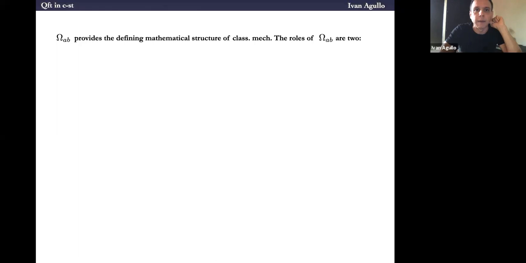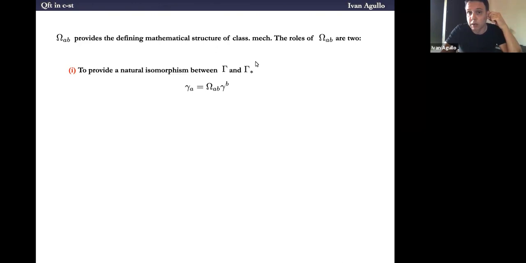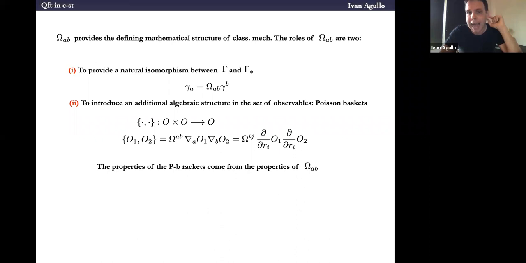The important thing to notice is that the symplectic form is the defining mathematical structure of classical mechanics, and it has two important roles. One role is that it provides an isomorphism between the phase space and its dual. Given a vector, I can obtain a linear observable just by lowering the index with the symplectic form. And more importantly, it introduces an additional algebraic structure on the set of observables, which are Poisson brackets.